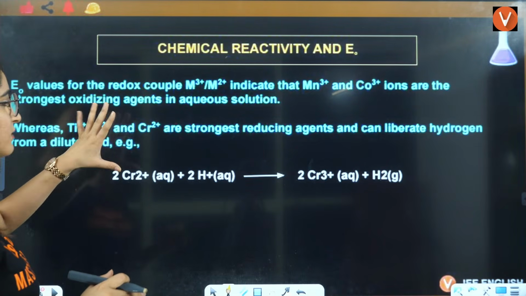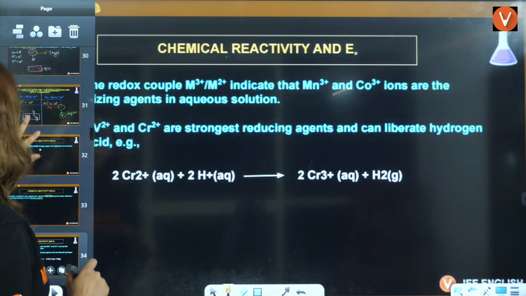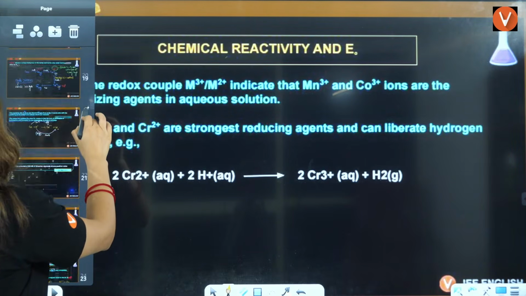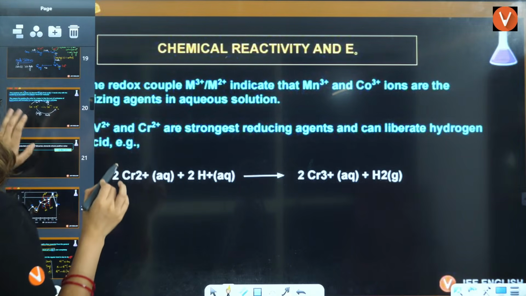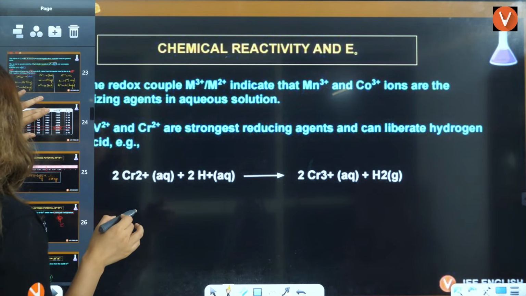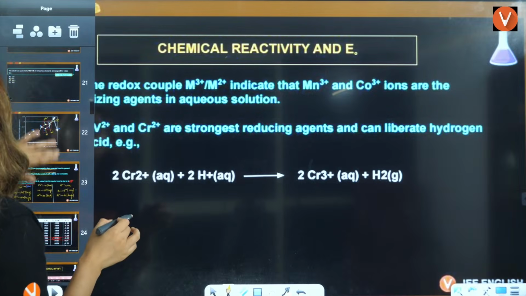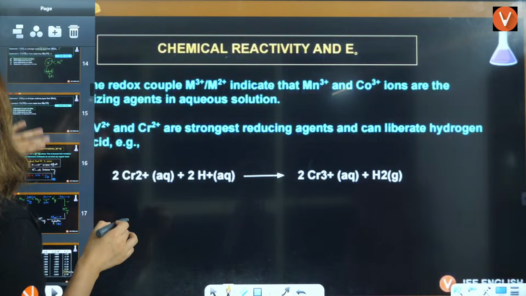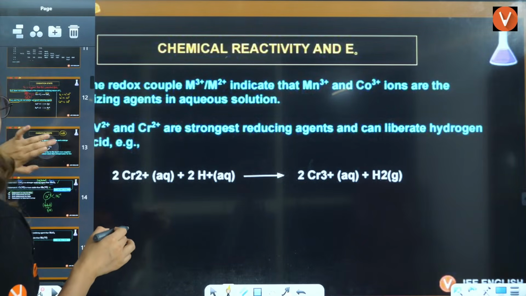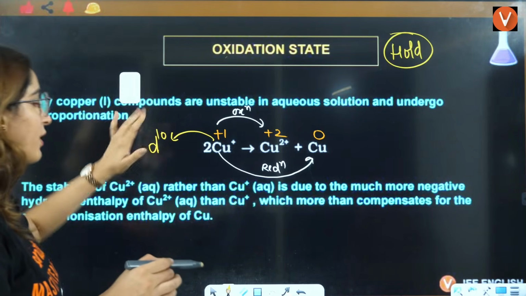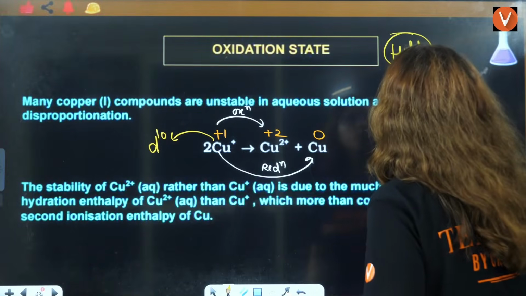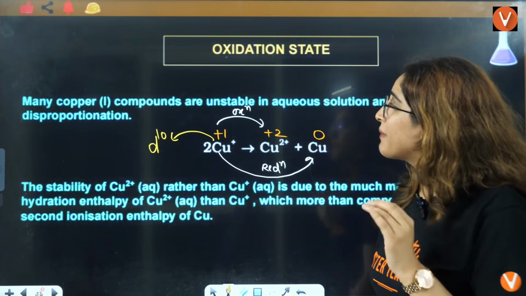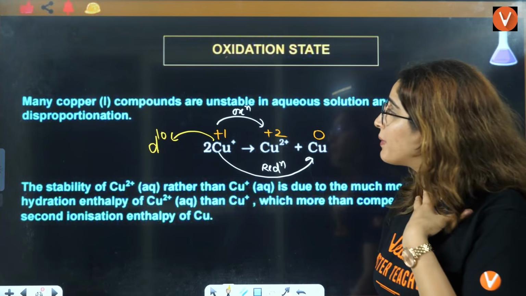Let's talk about, I think this one is important. I forgot to tell you this important part, where we were talking about disproportionation. Yes, this is a very, very important thing that I told you I'd tell you after we discuss reduction potentials. Okay, so many Cu+ ions.